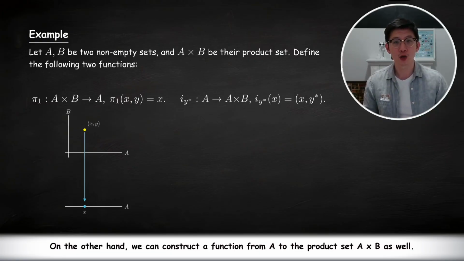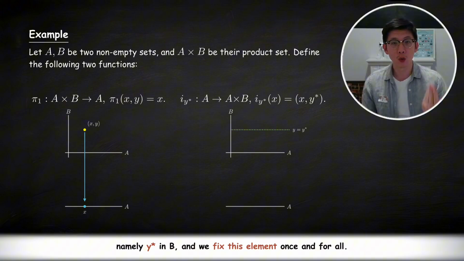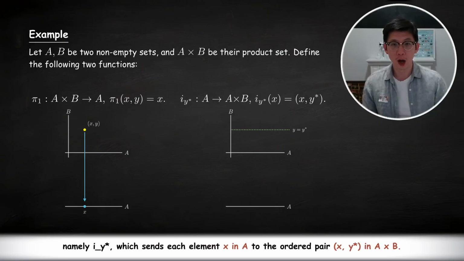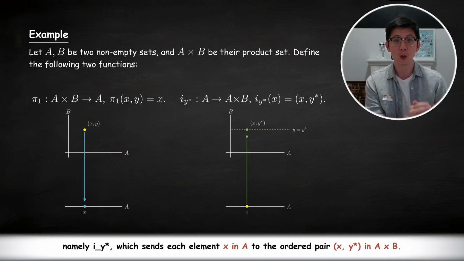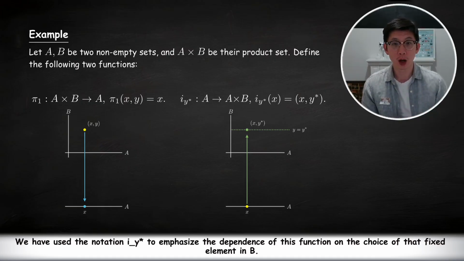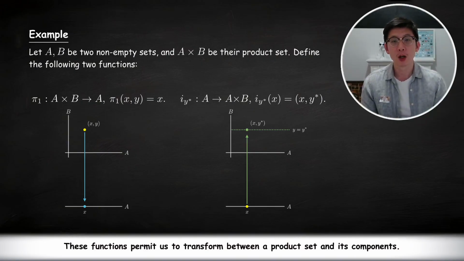On the other hand, we can construct a function from A to the product set A cross B as well. For example, we can first pick an element, namely y star in B, and we fix this element once and for all. From there, we can construct a function, namely I_y star, which sends each element x in A to the ordered pair (x, y star) in A cross B. We have used the notation I_y star to emphasize the dependence of this function on the choice of that fixed element in B. These functions permit us to transform between a product set and its components.